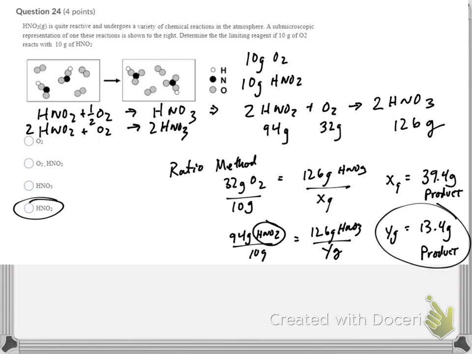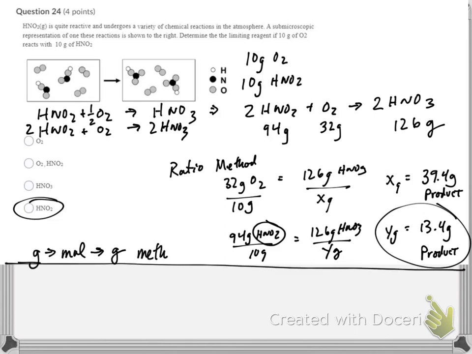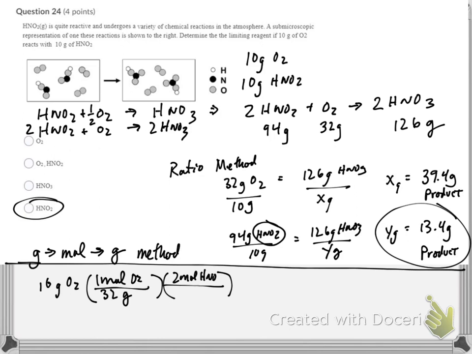All right, so let's take a look at doing this in the grams to moles to grams method. So we start off with 10 grams of oxygen, and we convert to moles, right, step 1. Then next what we want to do is use the chemical formula ratios, mole ratios, to connect to how much product we would make. So there's 2 moles of HNO3 for every 1 mole of oxygen. Then we convert to grams of HNO3, and if we do that, we get 39.4 grams of HNO3 made.